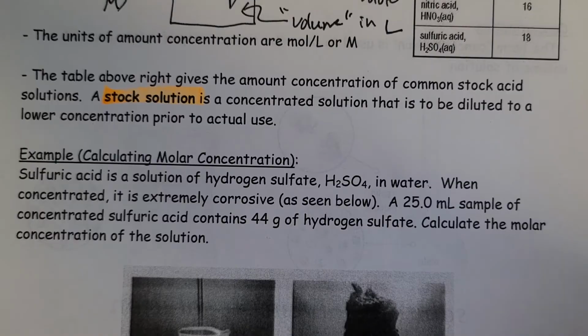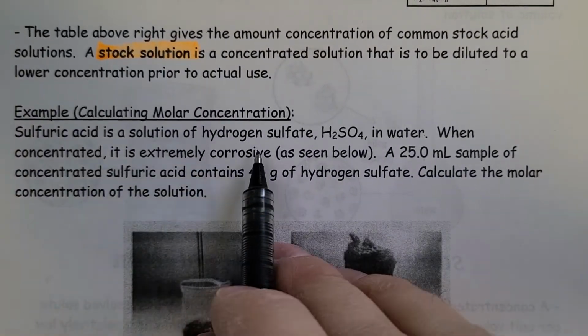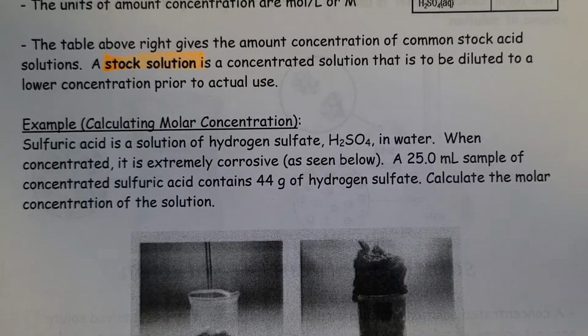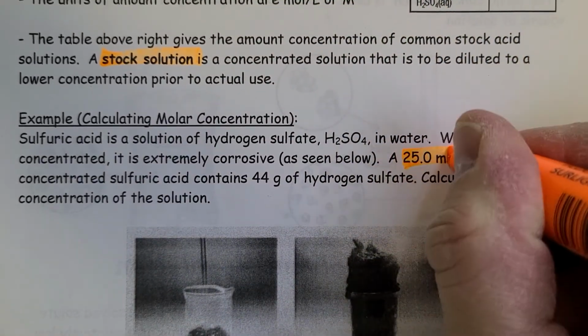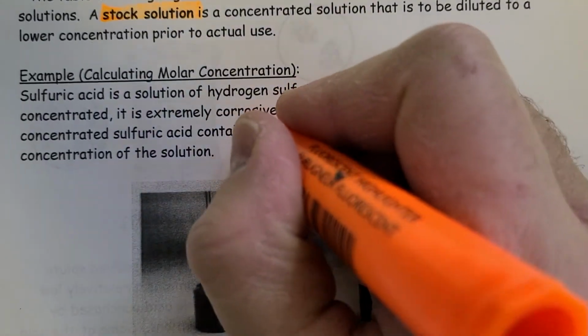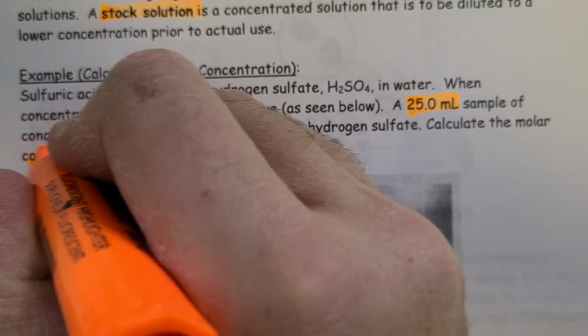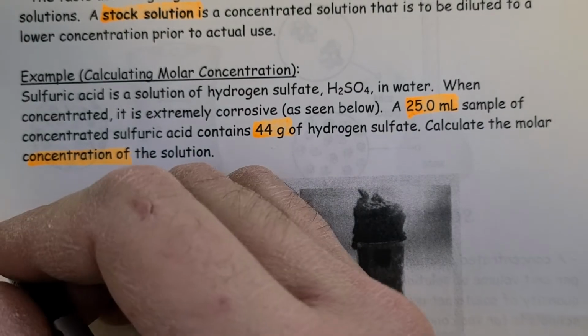So let's look at an example. Example, calculating molar concentration. Sulfuric acid is a solution of hydrogen sulfate in water. When concentrated, it's extremely corrosive. If I have 25 mL of it, and it contains 44 grams of hydrogen sulfate, what is the molar concentration?